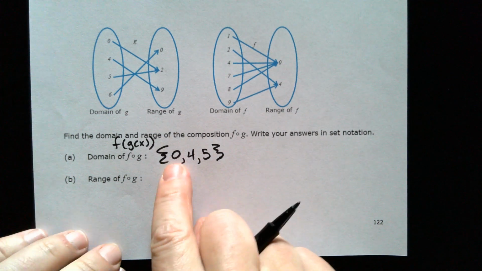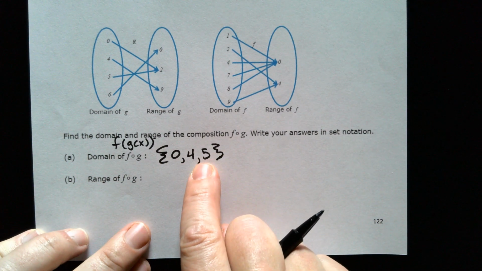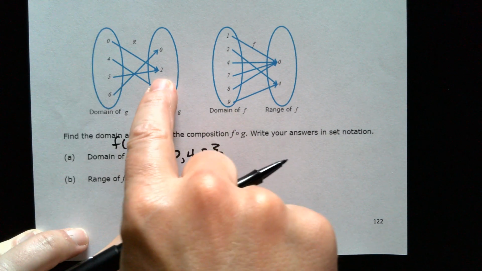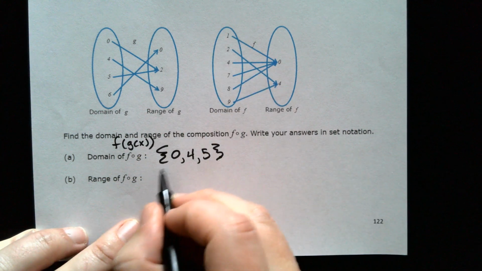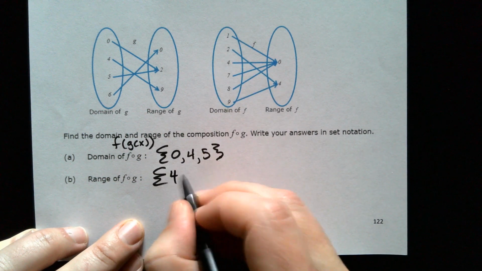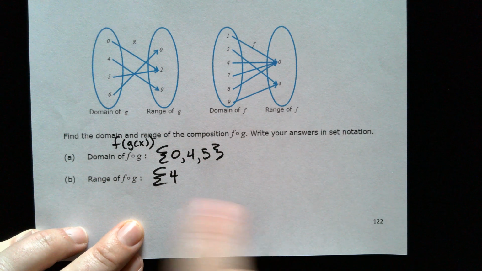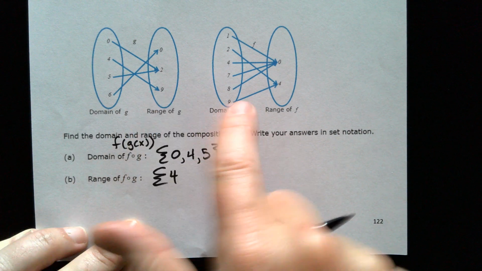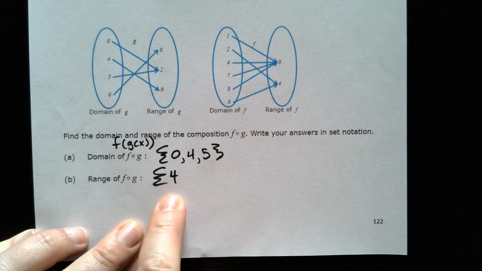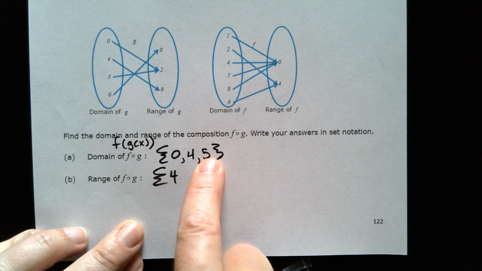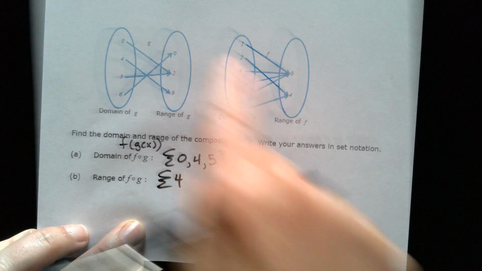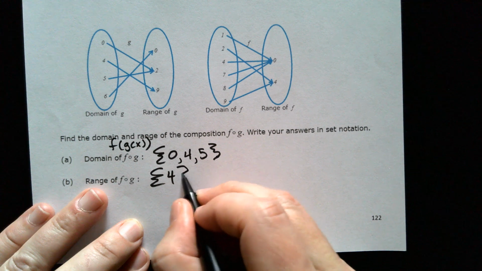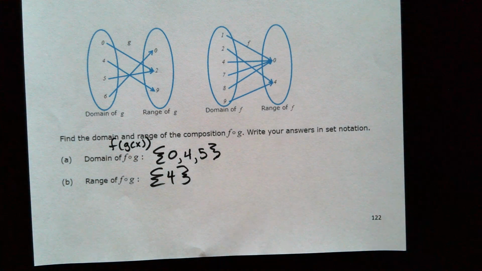Now to find the range, we take these three numbers and we see where they track to. Okay, so 0 goes to 2, 2 goes to 4. So 4 is in our range. 4 goes to 9, 9 goes to 4, but we've already got it written. 5 goes to 2, 2 goes to 4, we've already got it written. So that's the range.